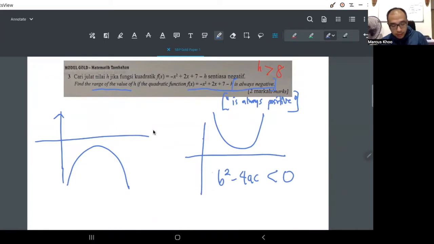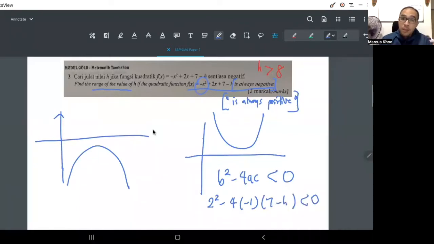So remember that b is 2 squared, minus 4 times a, which is negative 1, and then c is 7 minus h, is less than 0. When you rearrange, you should be able to get the answer of h is more than 8.